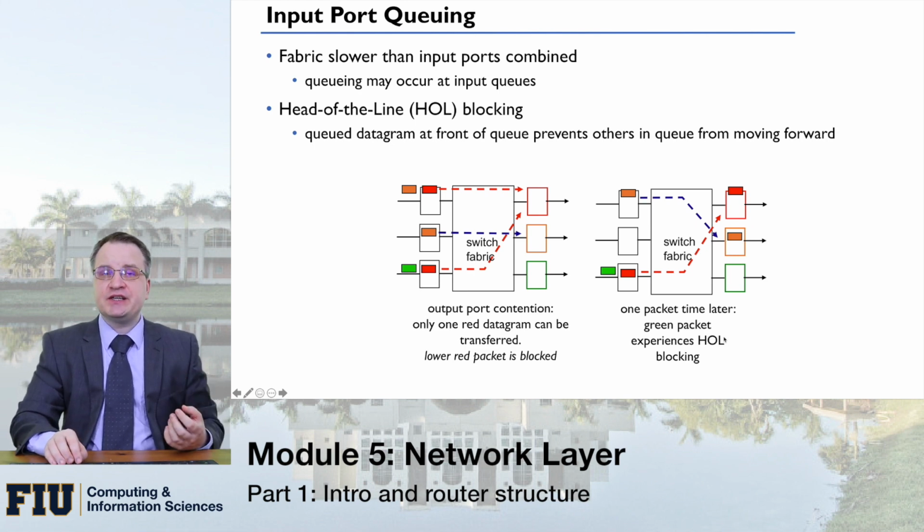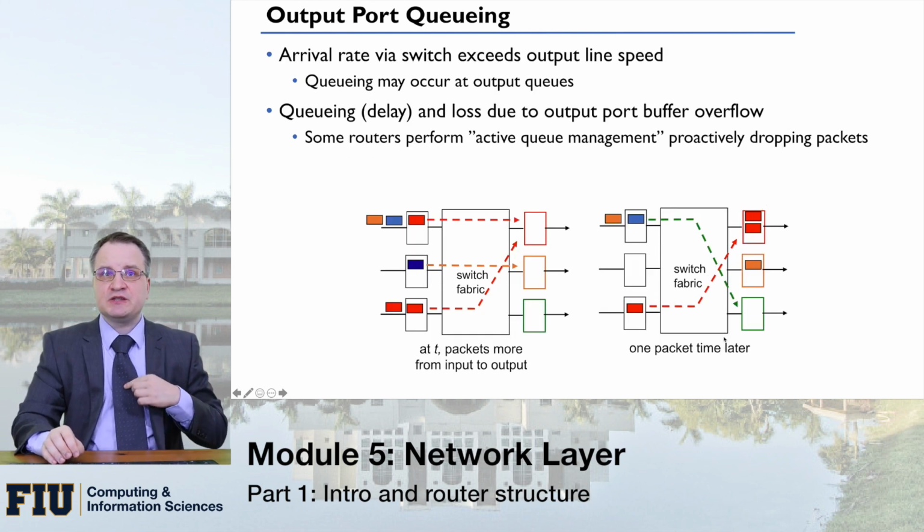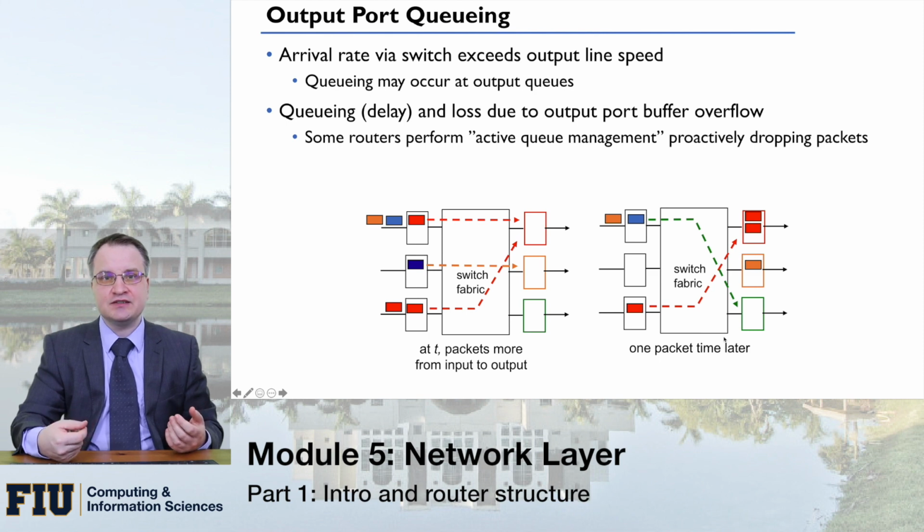This is basically creating the problem of head of line blocking. This is similar to TCP, but at a slightly different level, because if your queue is full, you cannot put any new packets in, and you basically have to drop them even before you receive the packet. Similar but in slightly different conditions is output port queuing. This is a little bit more common. This is more the one that we look at in homeworks.